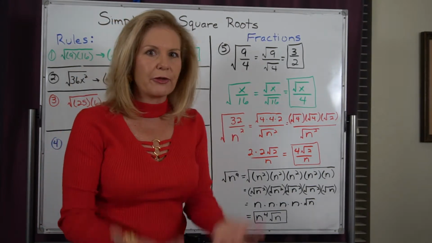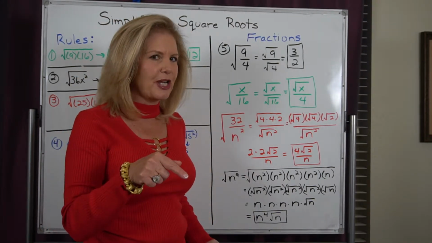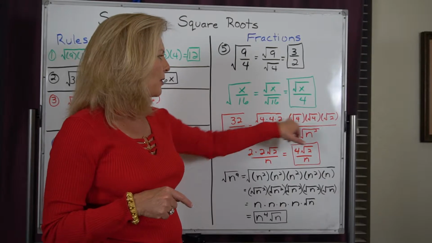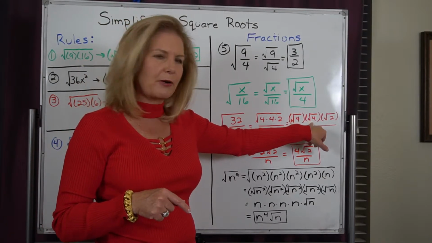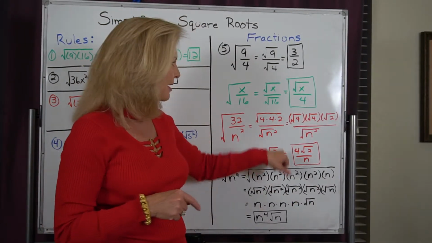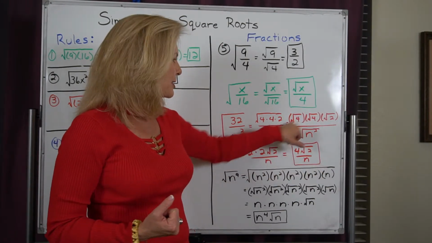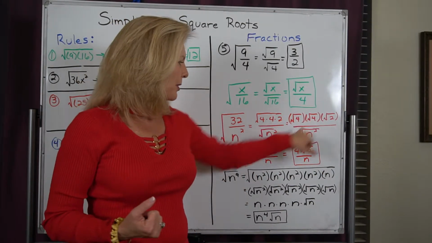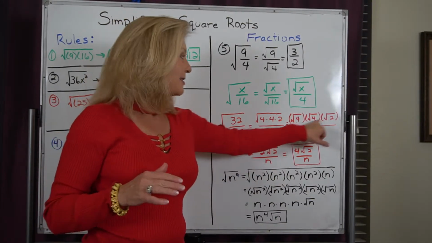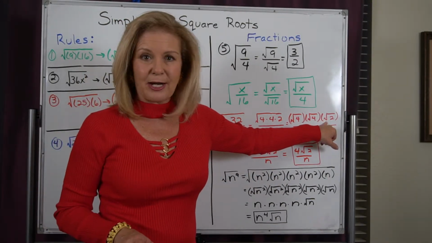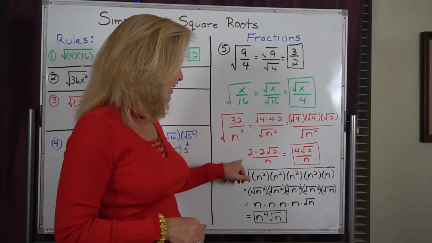But I'm looking for those perfect squares. So this is where that challenge starts to happen. So I have the square root of 4 by itself, the square root of 4 by itself, the square root of 2 by itself, and in my denominator I have the square root of n squared. Well, the square root of 4 is 2. The square root of 4 is 2. The square root of 2, it's not a perfect square, so I'm going to keep it under that radical sign.